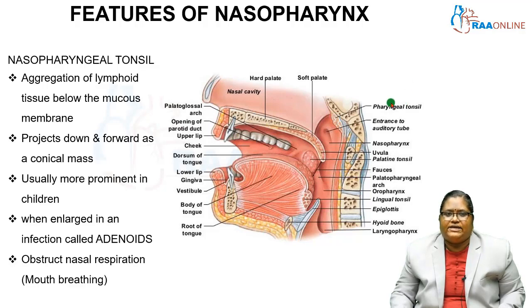It is an aggregation of lymphoid tissue below the mucous membrane, and this pharyngeal tonsil projects downward and forward as a conical mass. It is usually prominent in children. When enlarged in an infection, it is called adenoids. So it can cause obstruction of nasal respiration, so the children will present with mouth breathing.